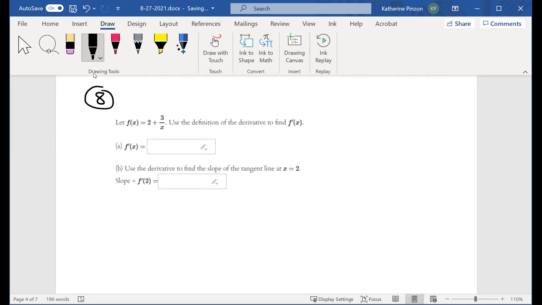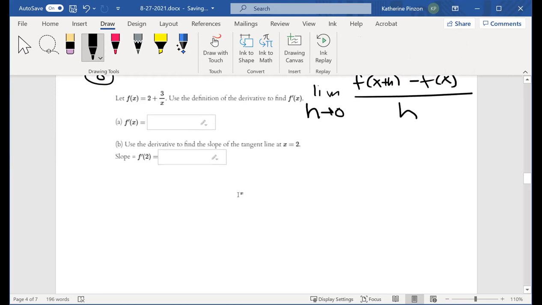Let f of x be this function, 2 plus 3 over x. Use the definition of the derivative to find f prime of x. Who remembers the definition of the derivative? Limit as h approaches 0, good. f of x plus h minus f of x all over h. Okay, great. Let's try it.